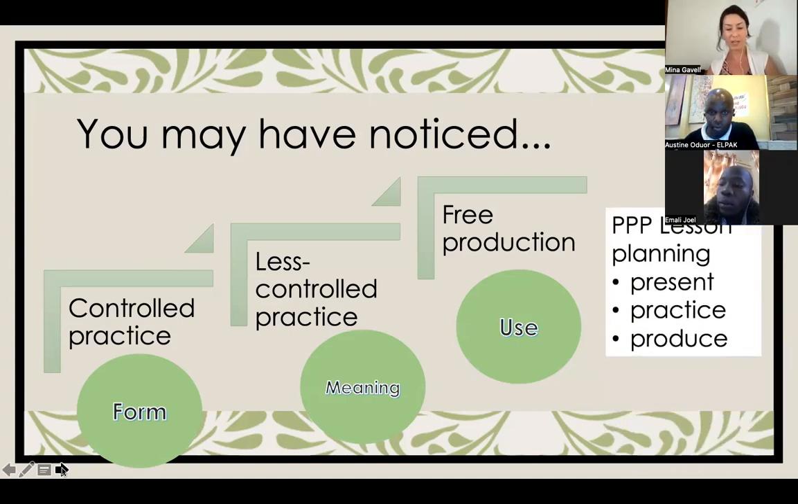Those of you who study different kinds of lesson planning might have also noticed that this also aligns with PPP lesson planning. In PPP, we first present the lesson, then we practice and we produce. In the practice, we have controlled and less controlled practice. And then finally, free production is where students kind of freely and authentically produce the language. So we have kind of these ties here.